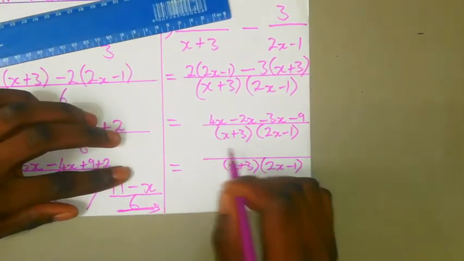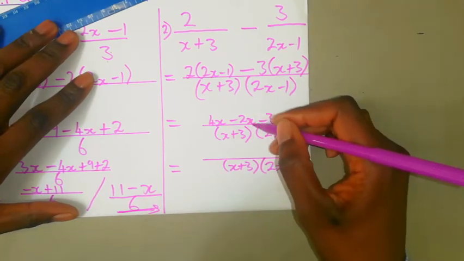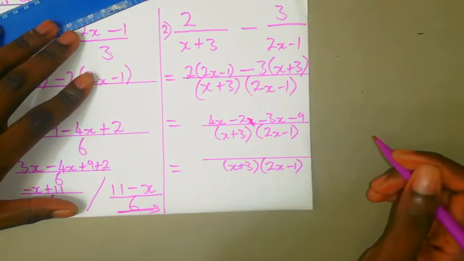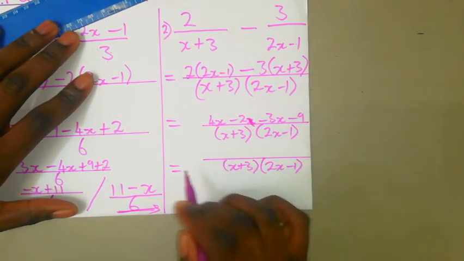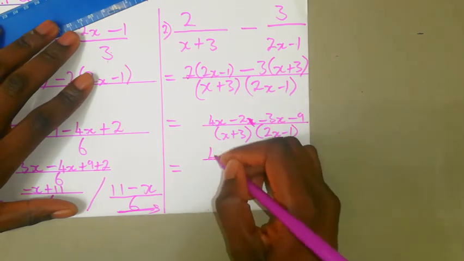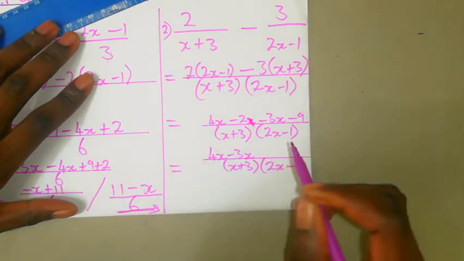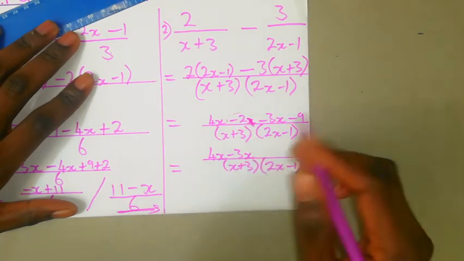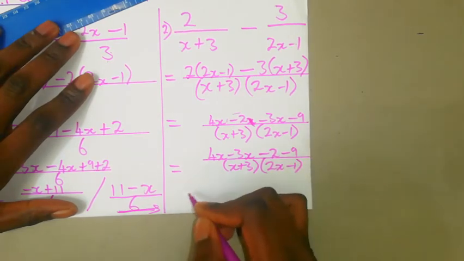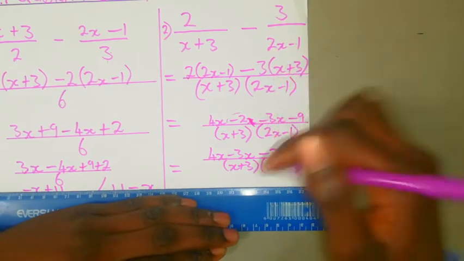Then here, actually it's not 2x, it's just 2 because it's 2 times negative 1 there. So I'm going to collect my like terms. I'm going to have 4x minus 3x, then negative 2, negative 9. So then I'm moving on to what? To my final answer.